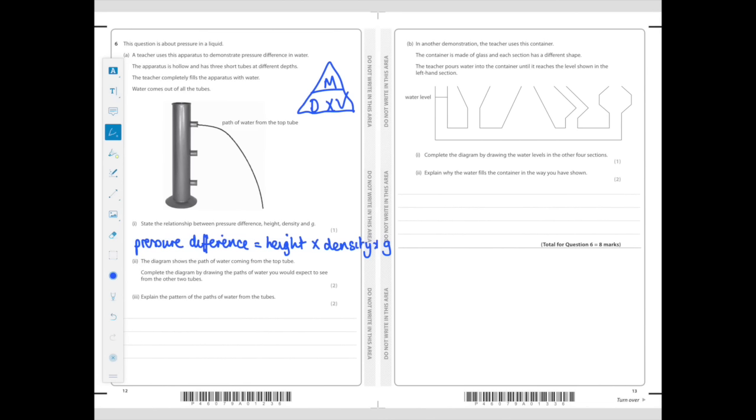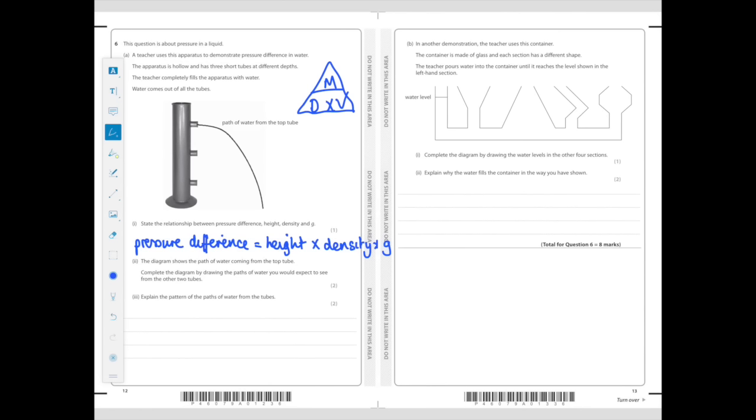The diagram shows the path of water coming from the top tube. Complete the diagram by drawing the paths of water you would expect to see from the other tubes. Now notice that this question exists. I have a lot of people I teach that probably wouldn't even have spotted that that was a question and would have lost 2 marks immediately. So do make sure you read every single question and that you indeed attempt every question.